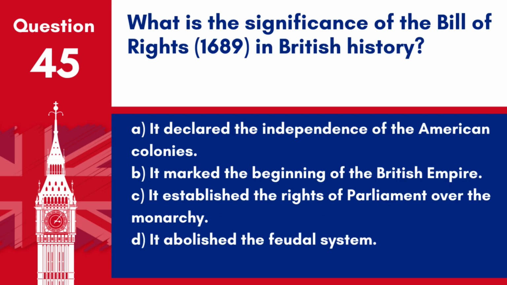Question 45. What is the significance of the Bill of Rights, 1689, in British history? A. It declared the independence of the American colonies. B. It marked the beginning of the British Empire. C. It established the rights of Parliament over the monarchy. D. It abolished the feudal system.